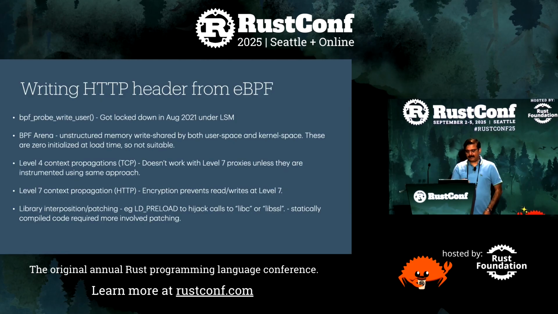Level 4 context propagation is another aspect which can be used. That works fine, but the problem here is that it will not work with level 7 proxies like Nginx or any other proxy running at level 7, because those proxies also have to be instrumented the same way we are instrumenting our endpoints, and that is not always possible. Again, level 7 context propagation using HTTP is another solution, but the problem here is that encryption prevents reading and writing at level 7.